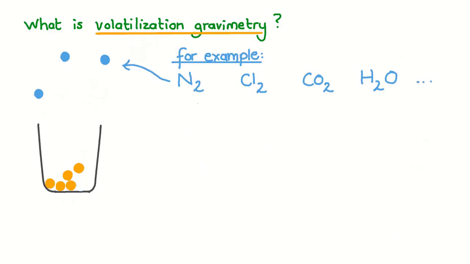Examples of volatile compounds which may be released during chemical or thermal decomposition of a sample include nitrogen gas, chlorine gas, carbon dioxide gas, and water vapor. Now let's have a look at the loss of water vapor from a hydrated salt as a specific example of volatilization gravimetry.